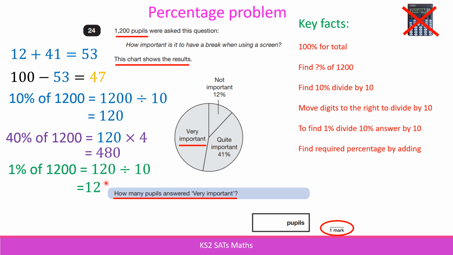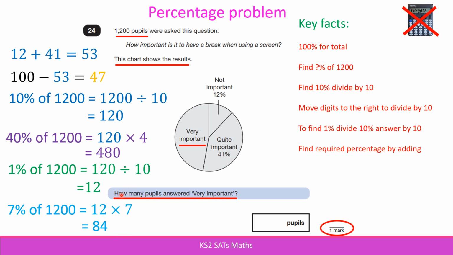Once I've got 1%, I can work out the 7%, so I need to multiply this number by 7. Again, you should know 12 times 7 off the top of your head if you've been doing all your TT Rockstars questions. So 2 times 7 is 14, 10 times 7 is 70. 70 plus 14 is 84, but it is a number you should know. 12 times 7 is 84.